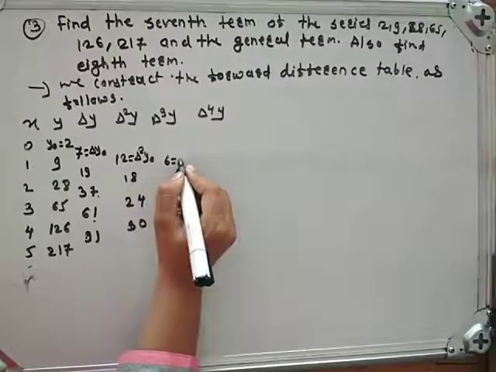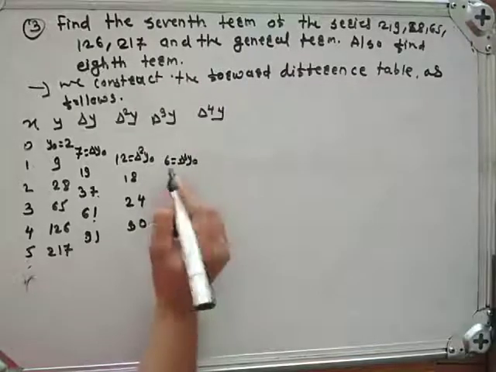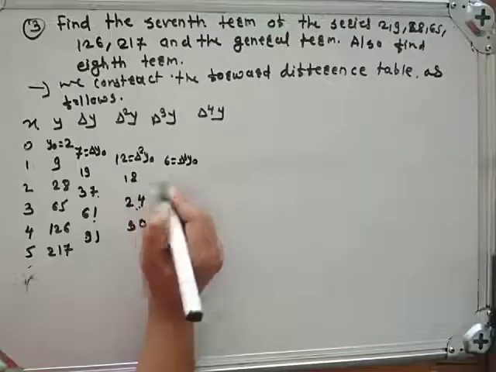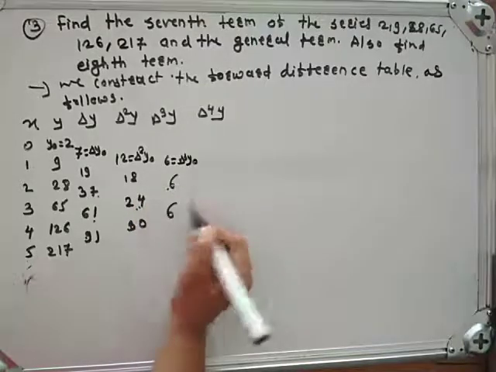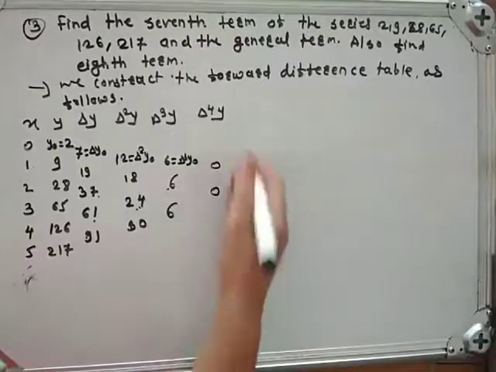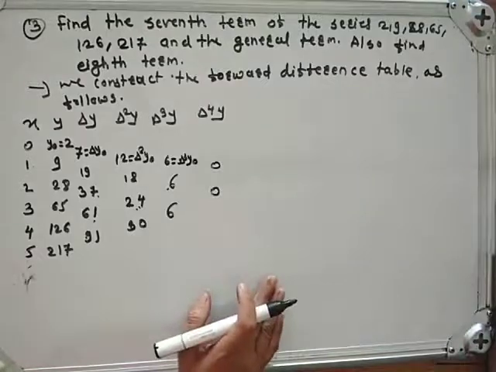6 is equal to Δ³y0. 24 minus 18 is 6. This is 6. Again, this difference is 0. Obviously, next Δ⁵y0 is 0.